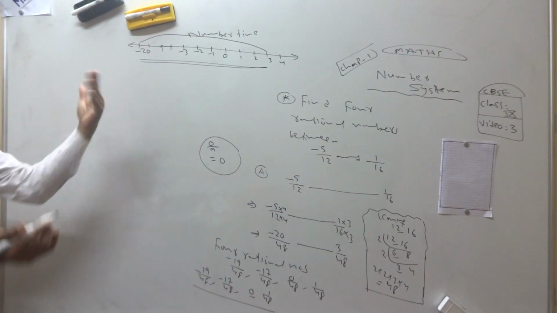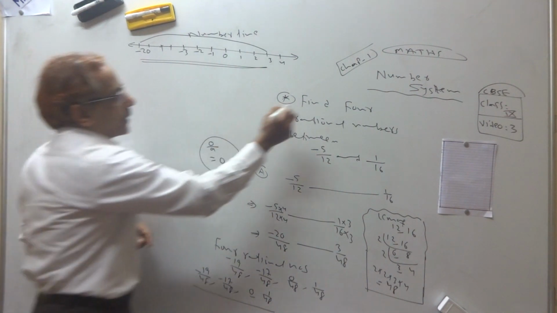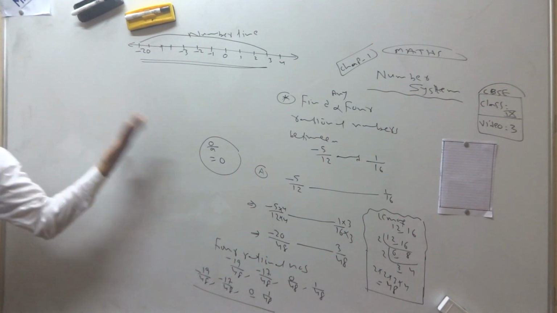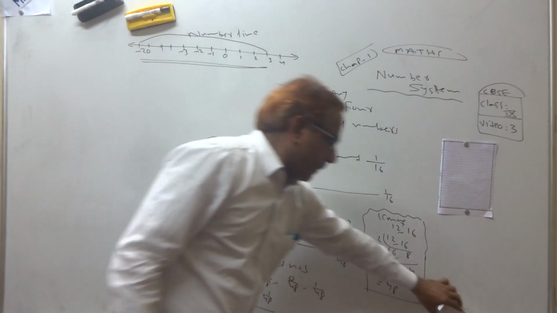So actually you can write any 4. The question will be like this: find any 4 rational numbers. This we have already discussed last class.